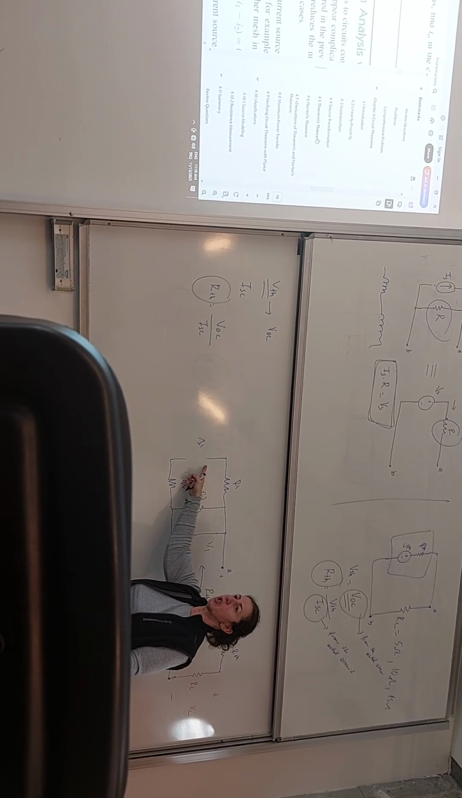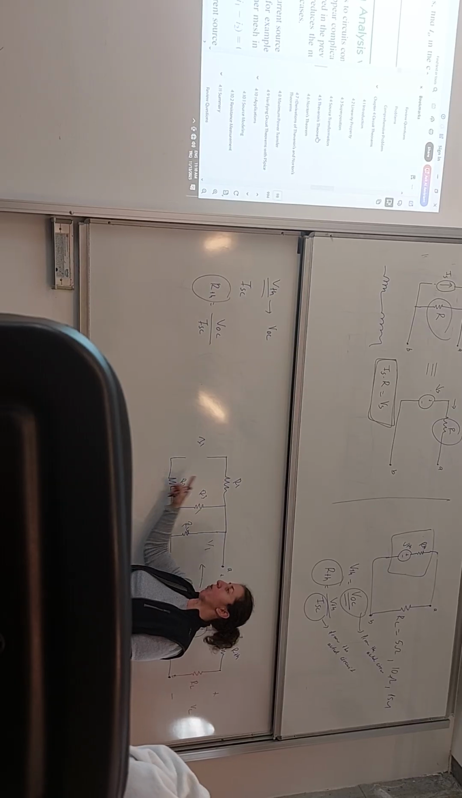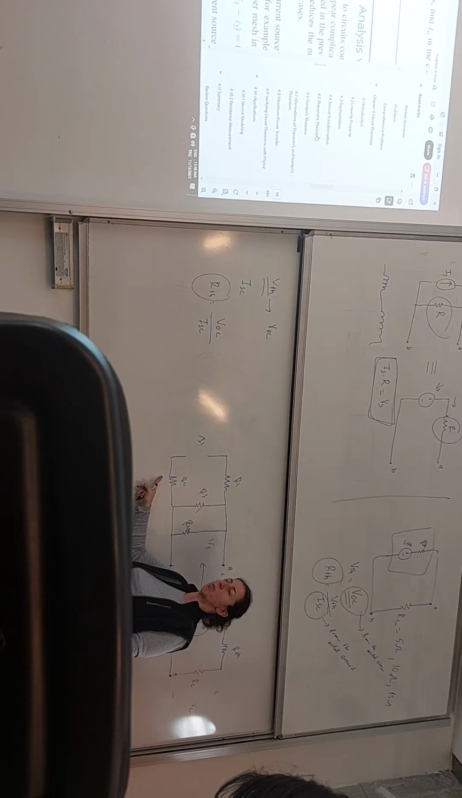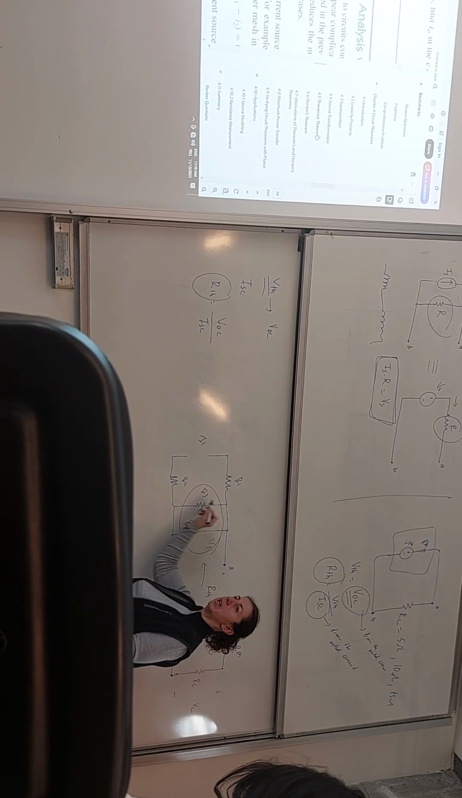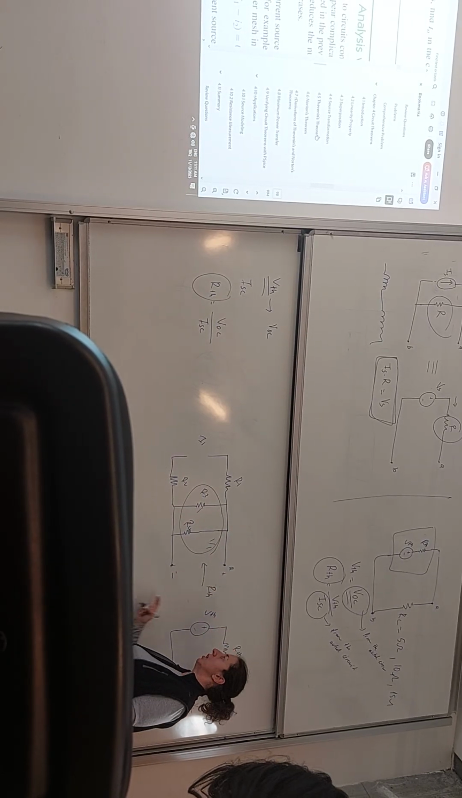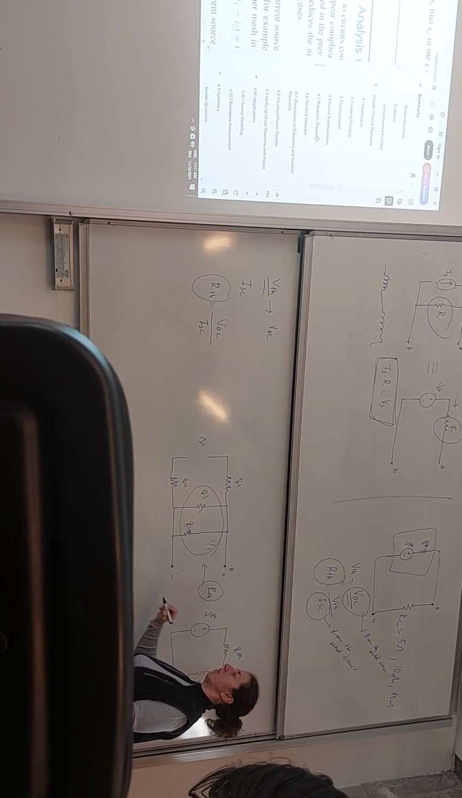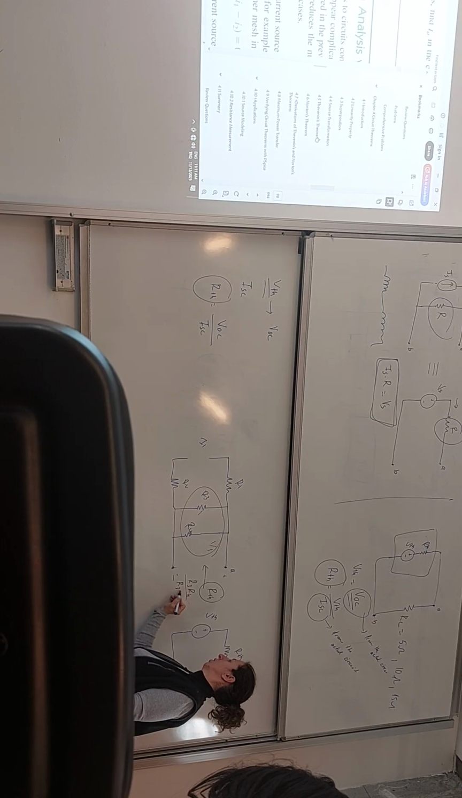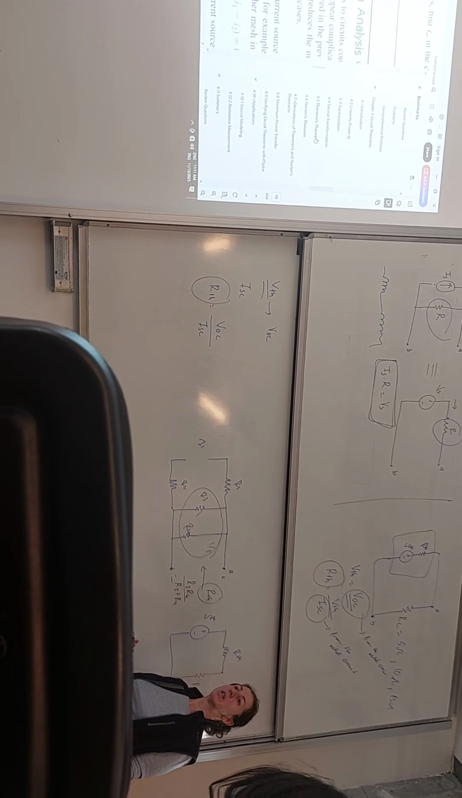Since this is an open circuit, I don't care what R1 and R2 are, right? Because there is no current flowing through them, so it's not going to change my circuit. The only things left are these two, which are going to be parallel to each other. So, in this circuit, our Thevenin resistance would be this one.